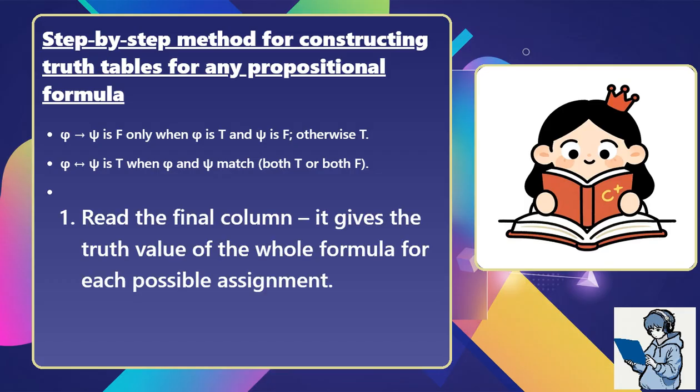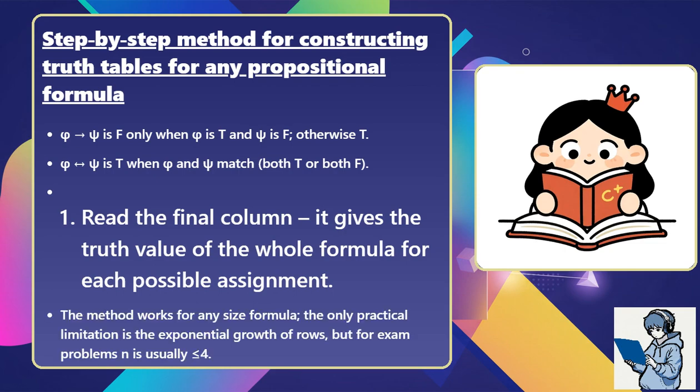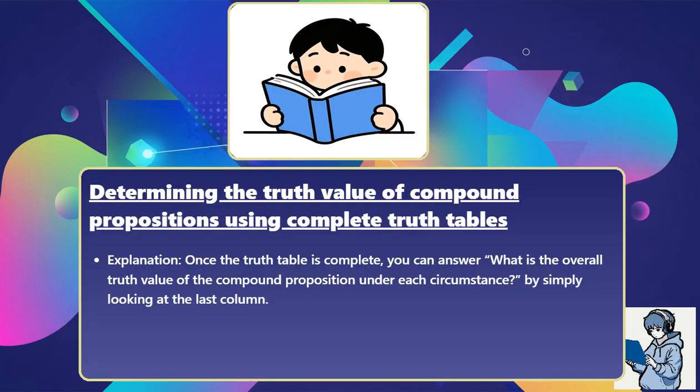Read the final column. It gives the truth value of the whole formula for each possible assignment. The method works for any size formula. The only practical limitation is the exponential growth of rows, but for exam problems n is usually less than or equal to 4. Once the truth table is complete, you can answer what is the overall truth value of the compound proposition under each circumstance by simply looking at the last column.